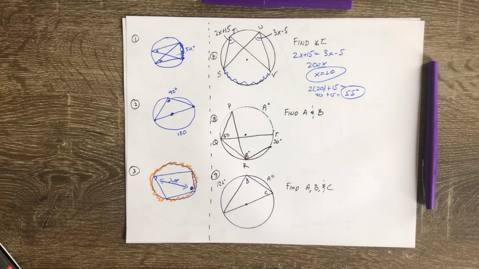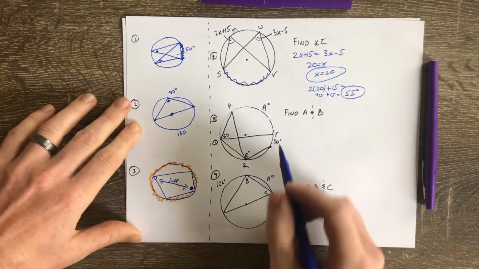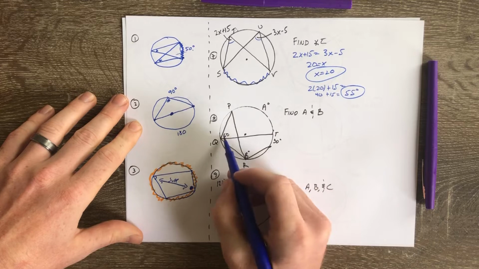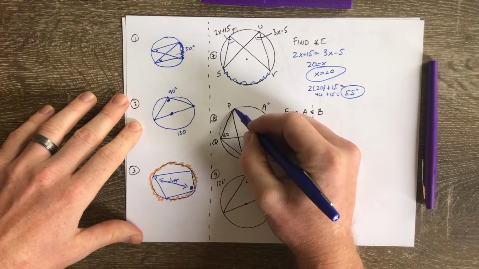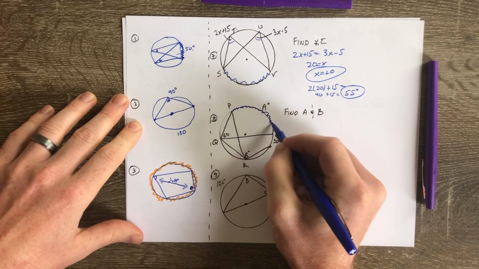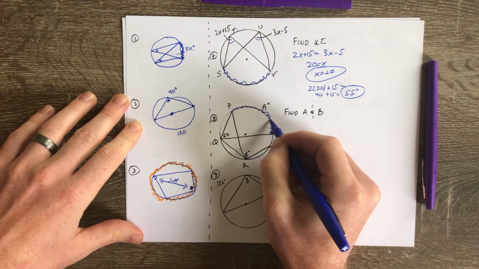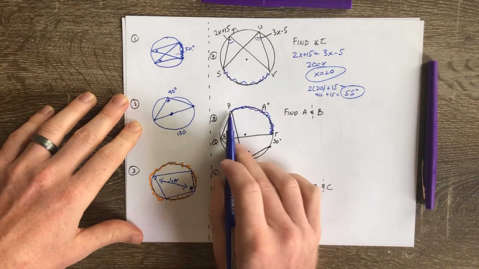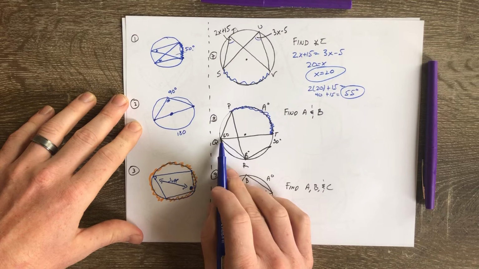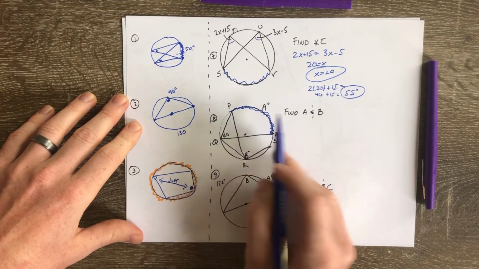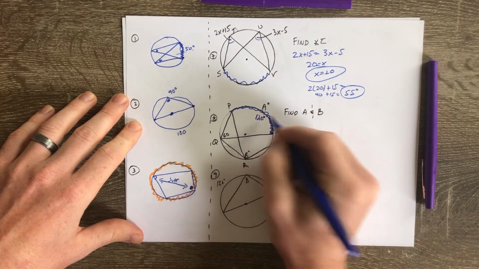Next one, find A and B. So finding arc A, you have to find A before you can find B. So that's going to be this right here, arc PT. So again, we're going from 60. 60 opens up to this, so this has to be 120 degrees.